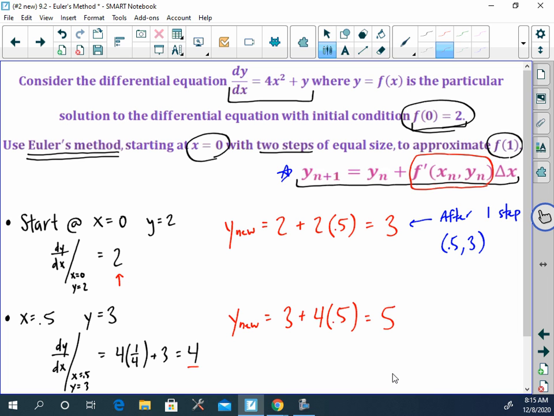Use Euler's method with 2 steps to approximate f of 1. So this is our approximation for our f of 1, and we'll write something next to here. So this is after 2 steps. Our point is 1 for the x because we went another 0.5, and then 5 for the y. So this is our answer for the problem.